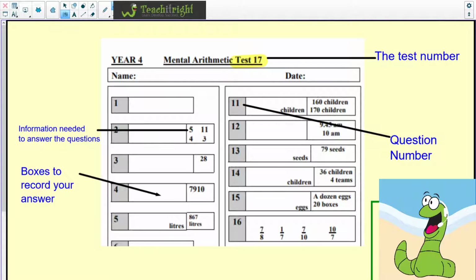Question 17. Through how many degrees will the hour hand of a clock turn if it moves from 5 o'clock to 8 o'clock?